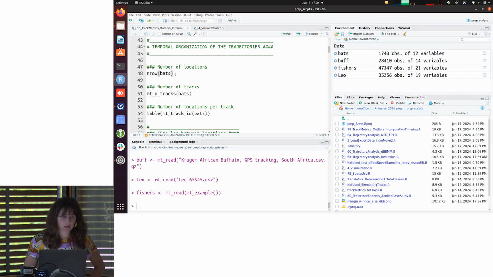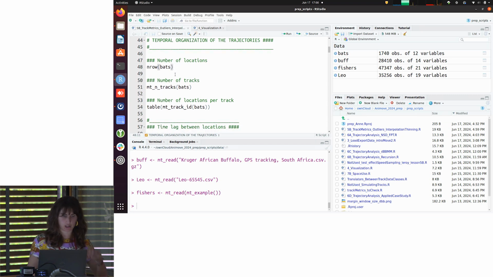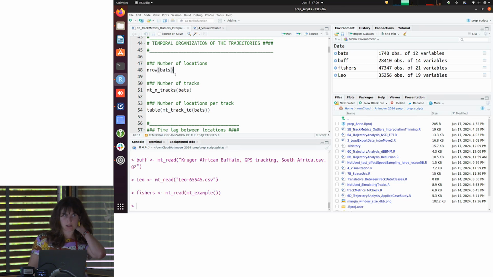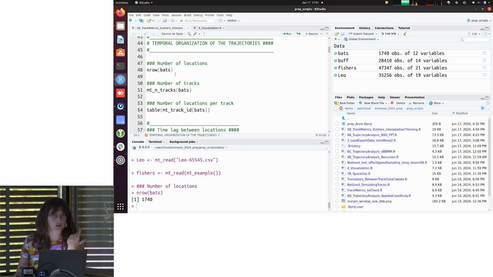Okay, so we first look at bats, and we're going to talk a little bit about the temporal organization of the trajectory. So mainly the number of locations in a certain time window, and time lag, and how to extract this information. The easiest way to get the total number of locations is just nrow. The move object, as Anne mentioned earlier, is in the end also a data frame, so we can get the total number of locations by using nrow, because each entry is one event, so each entry is one location.